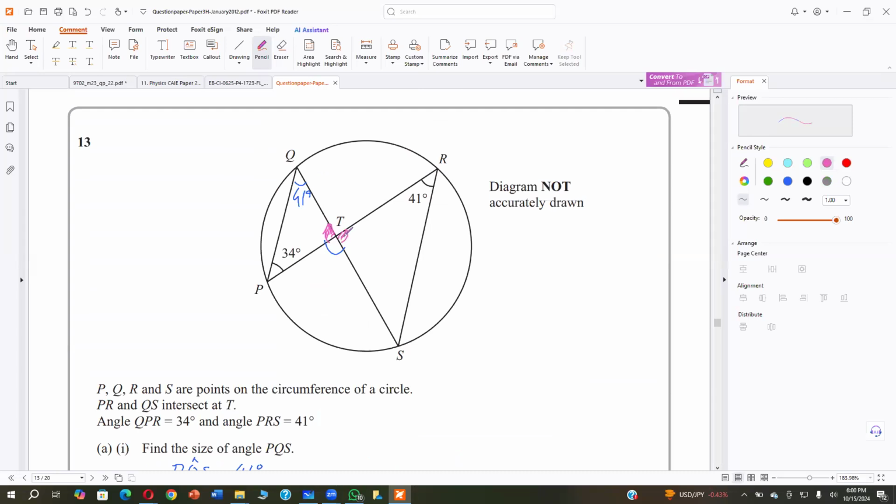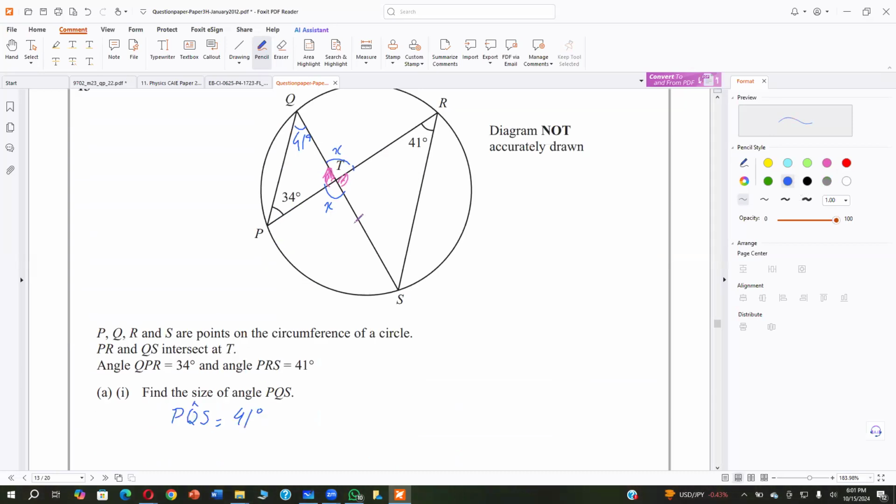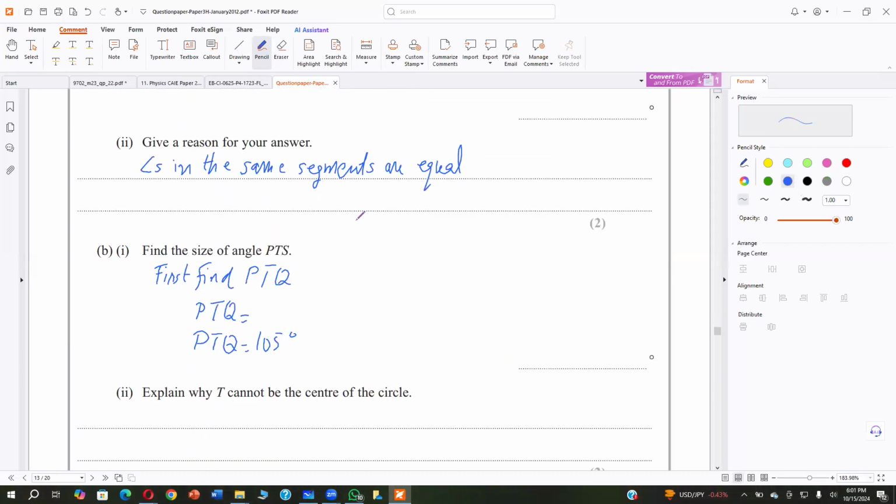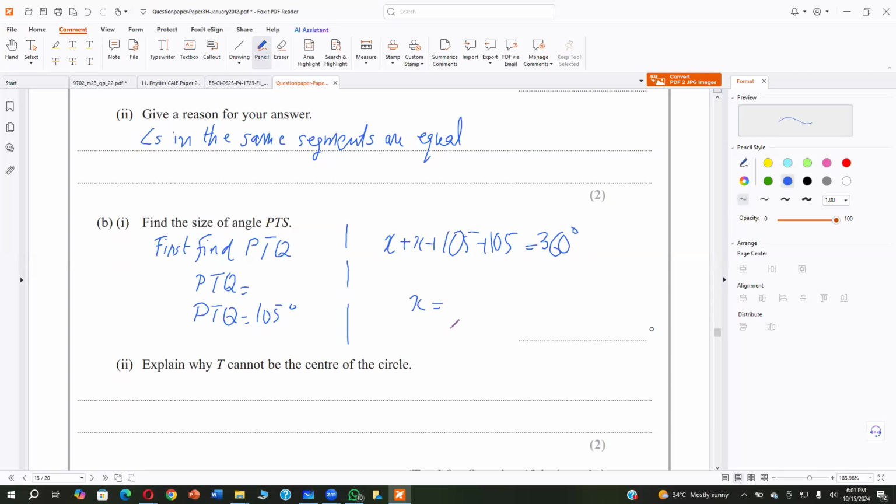So you double it, and the front angle, if this angle is X, this angle is also X. So X plus 105 plus 105. We can find it by this logic. X plus 105 plus 105 is equal to 360. So we can find the value of X. X is 75.